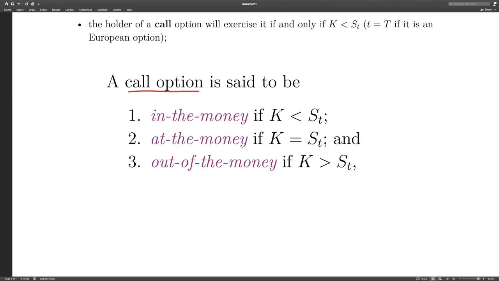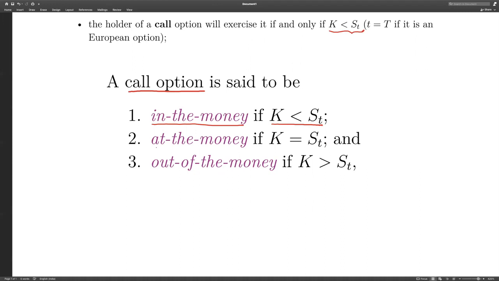A call option is said to be in the money if K is less than S of T. Remember, if K is less than S of T, it means the holder is making money out of this call option, right? Therefore, it is said to be in the money. See, these notions are developed from the point of view of the holder, okay? Therefore, the call option is said to be in the money if K is less than S of T at any time T, because this is the case where the holder will be making money.